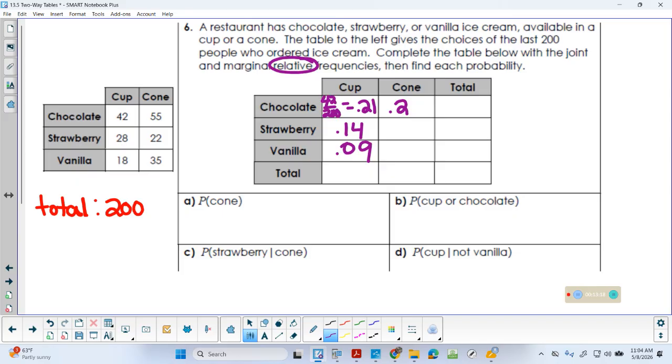I heard 275, 28. Does it really matter? I don't know if I can fit 75, so I'm going 28. What is 22 over 200? And this one. So I'm going to round it, just because I know I can fit it in there. Now, we're going to have to do the totals, but I mean, we can add, right? We have our calculators. What's 0.21 plus 0.14 plus 0.09? What's 0.28 plus 0.11 plus 0.18?